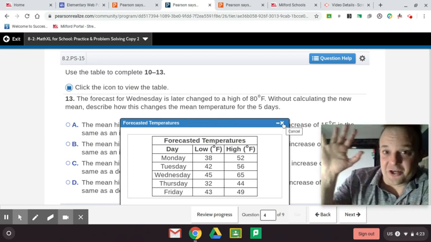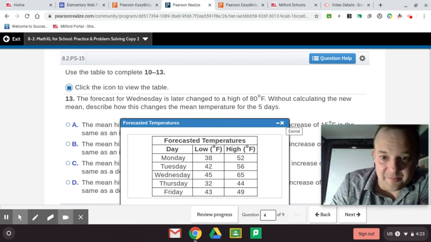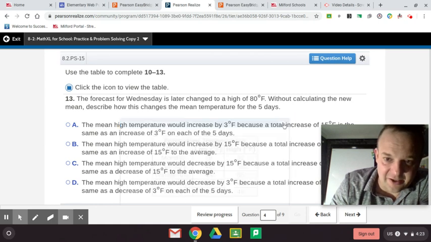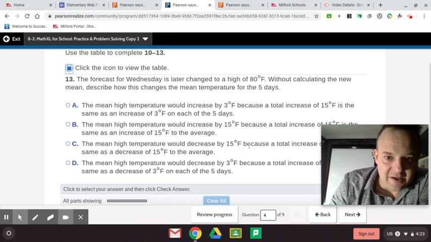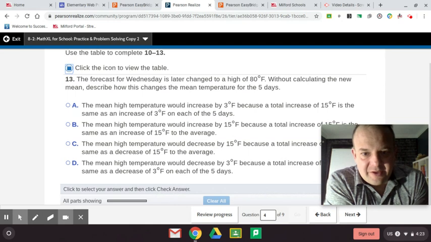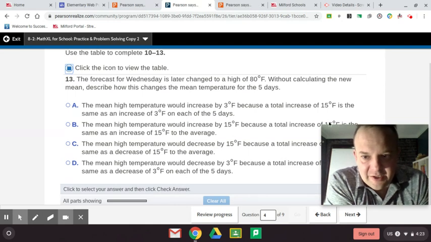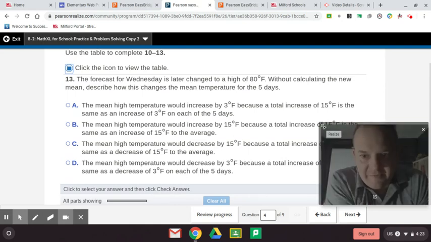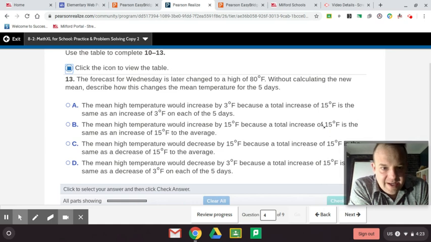Who thinks the mean's going to go up? Yeah, it's going to go up. Because this increases by 15 to go to 80, so that's definitely going to increase our mean. So let's read these. The mean high temperature would increase by 3 degrees because the total increase of 15 degrees Fahrenheit is the same as an increase of 3 degrees on each of the 5 days.